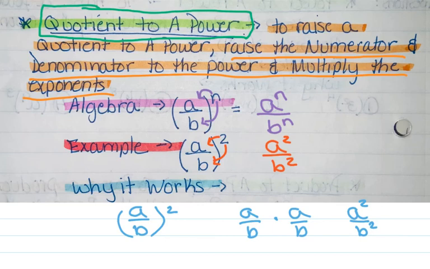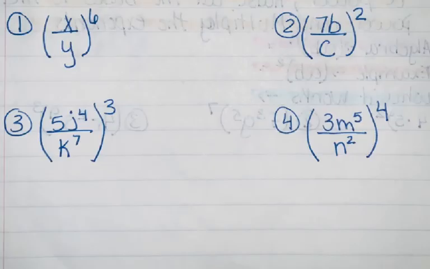Okay, so let's look at some examples that are quotients raised to a power. So again, we need to pick out our bases. So we have 2 bases. So I have x and y. So 6 needs to be distributed to both of these. So I'm going to get x to the 6 over y to the 6, because both of these have an exponent of 1. So 1 times 6 is just 6.